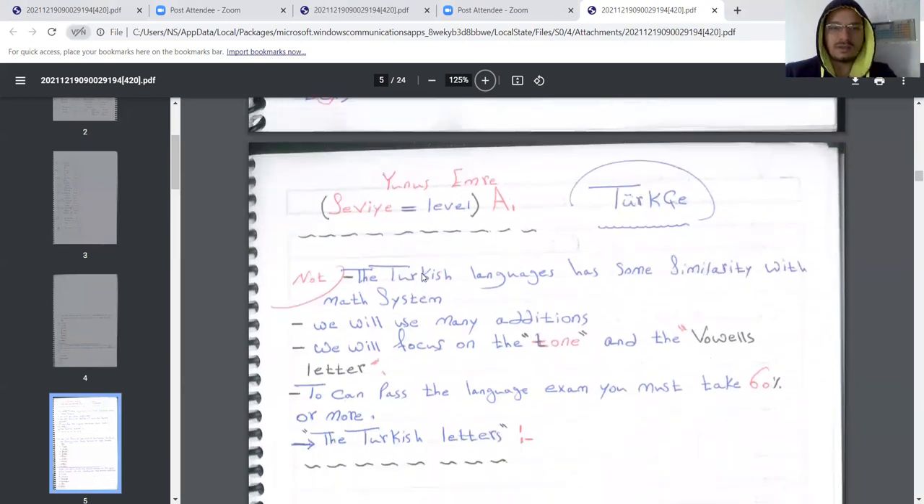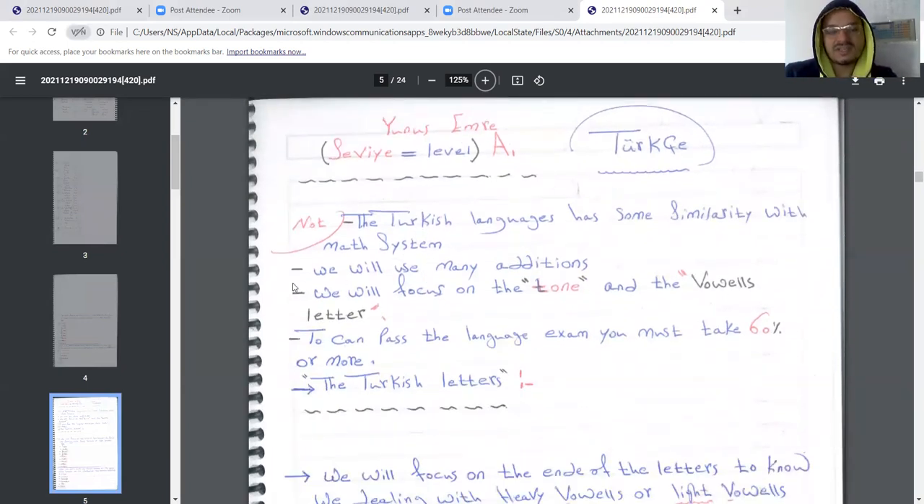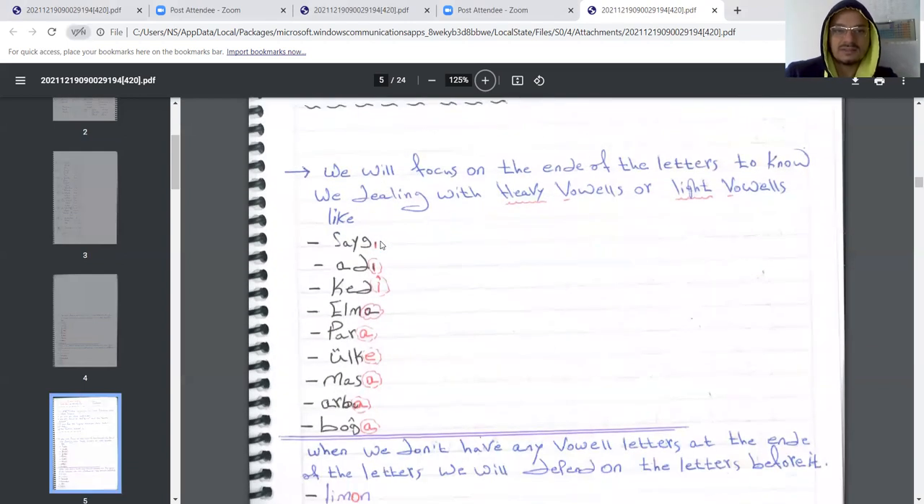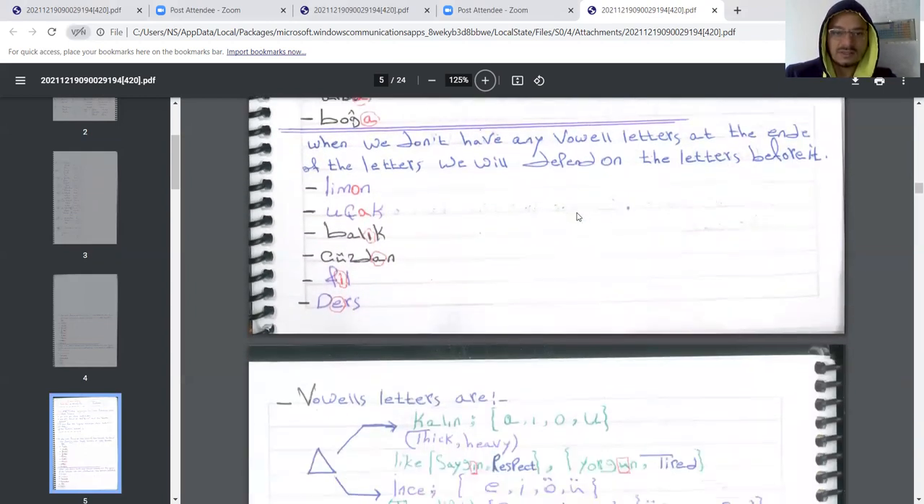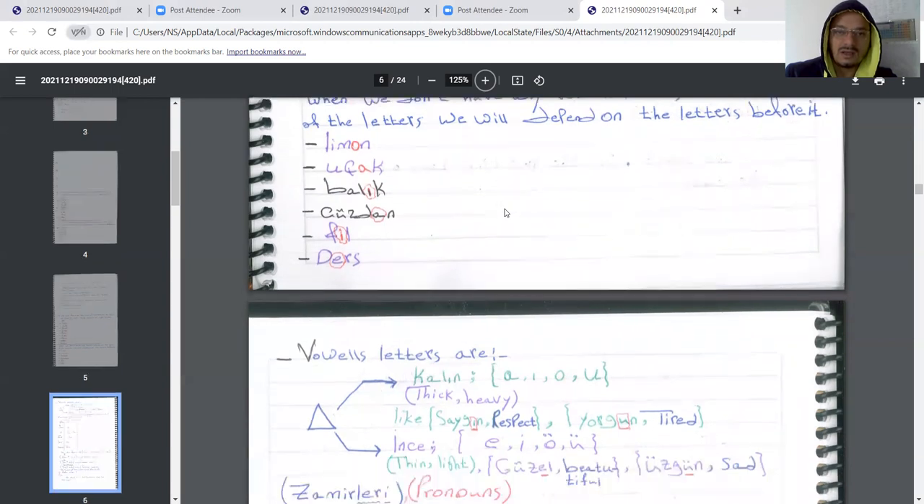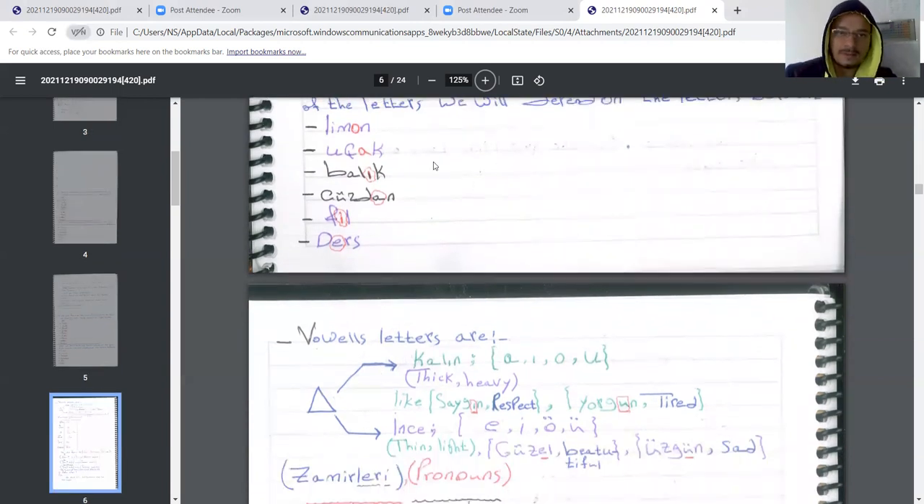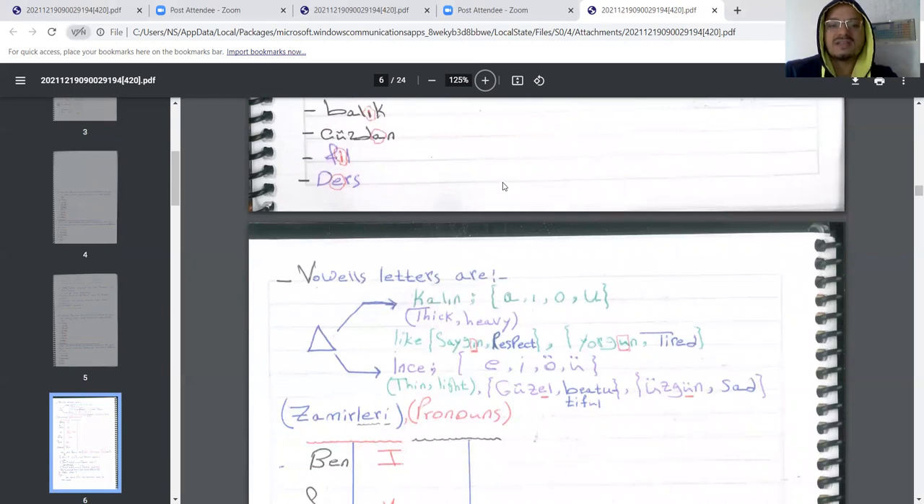Now let's go deeper. This is another note that the Turkish language has some similarity, like I said before. And let me complete from here. We will focus on the end of the letters. When we don't have vowel letters at the end, we will take another step before, like that. What is the vowel letter, and what is the heavy vowel letter and the light vowel letter?